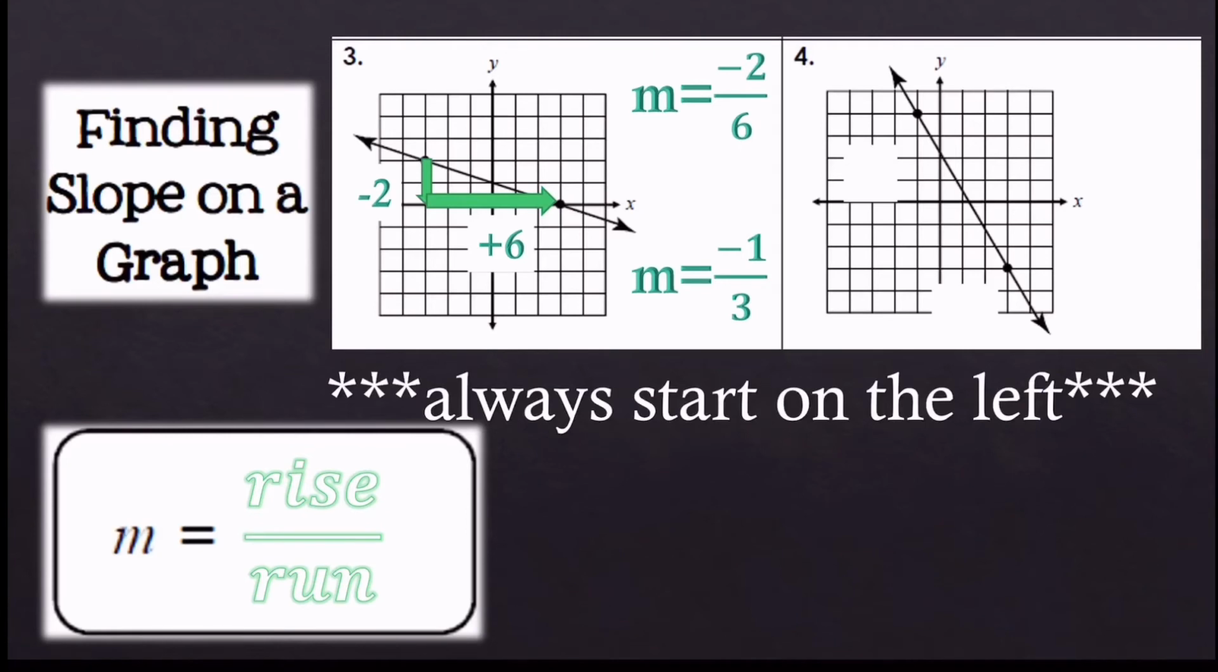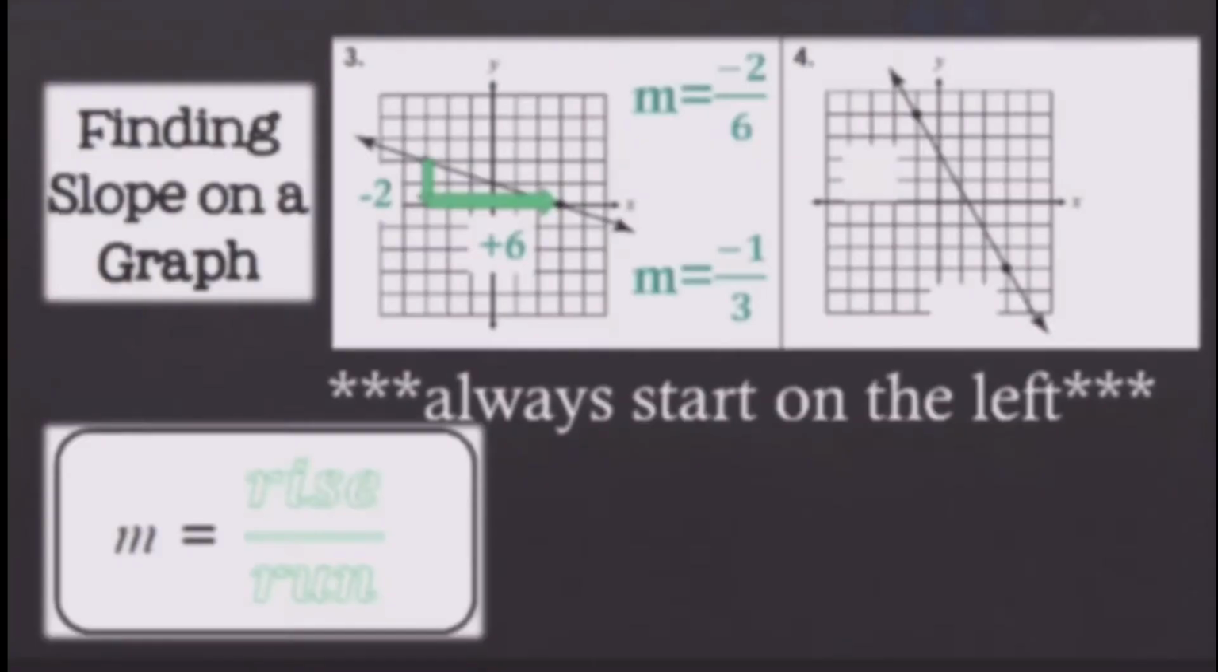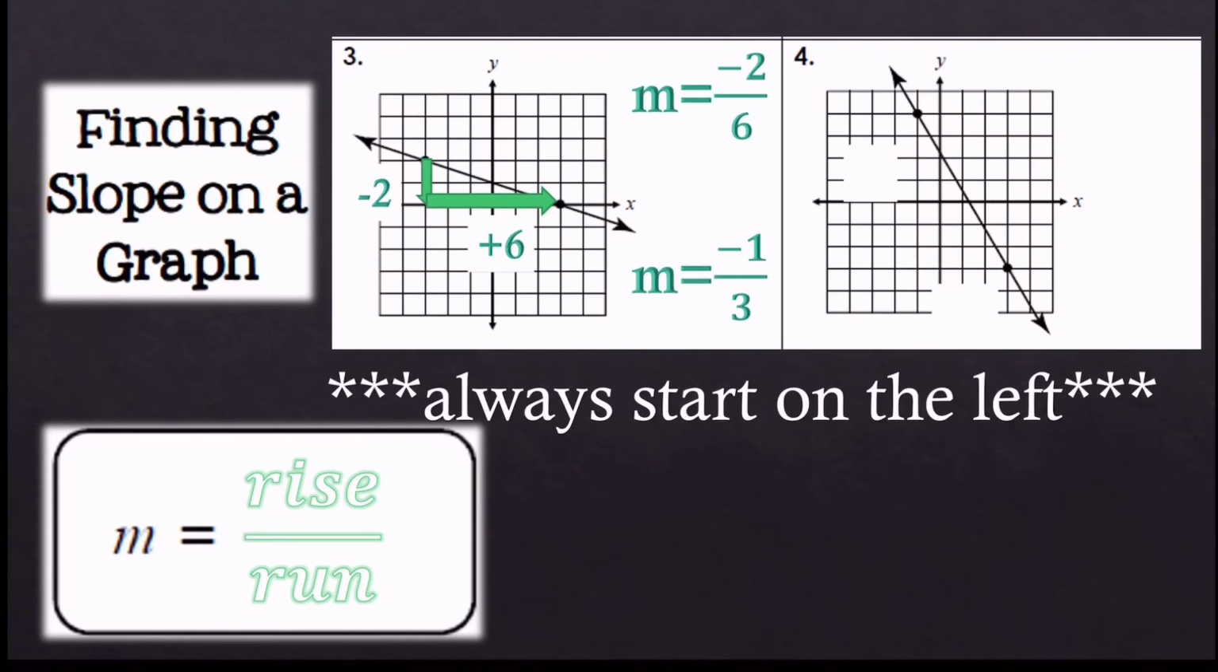Okay? And if you look at the graph of the line, this is something I want people to see. The line is actually going down as I trace it. Therefore, it's negative. Okay? Let's go look at our next one.